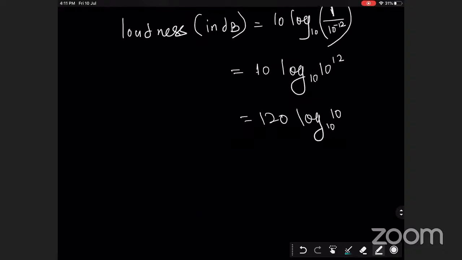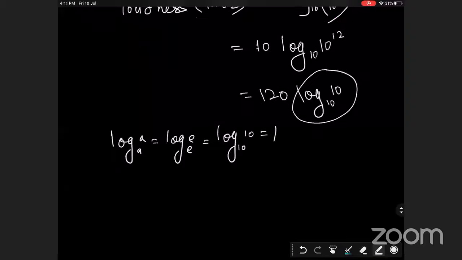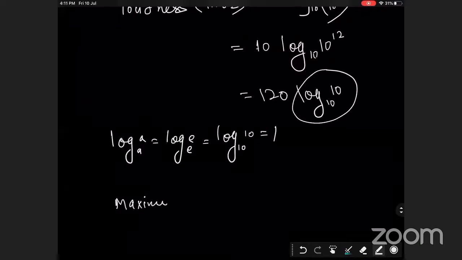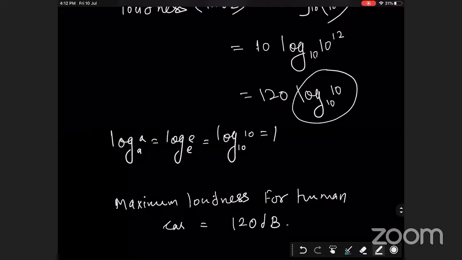All students remember, whenever you get this log 10 base 10, their value is 1. So this will become 1, and your final answer, maximum loudness for human ear, 120 decibel. समझ आया? Yes, sir. Okay.